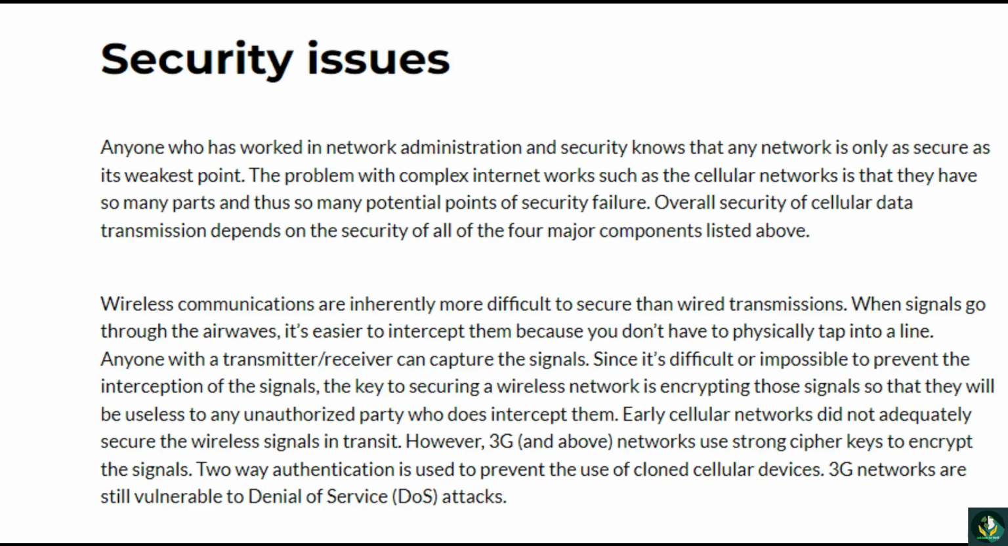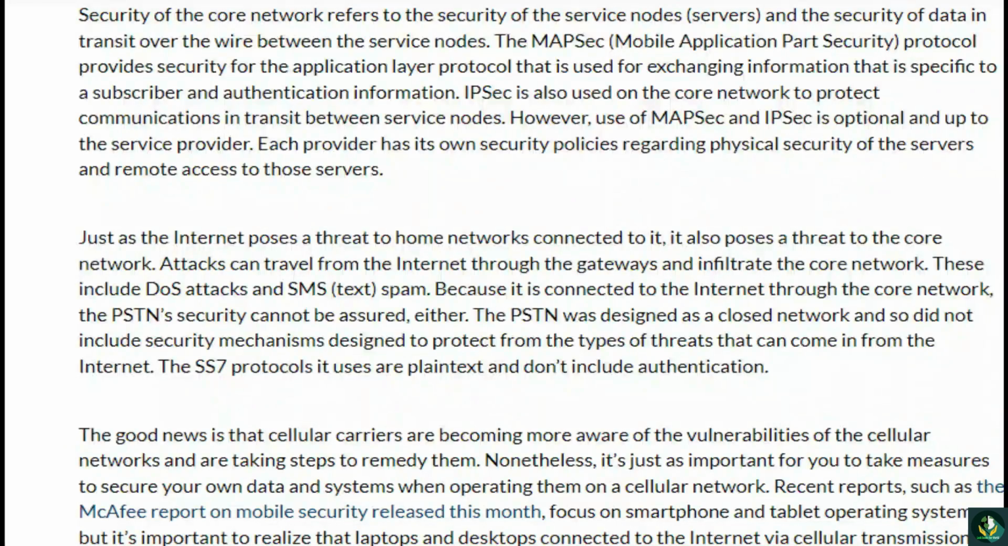Early cellular networks did not adequately secure the wireless signals in transit. However, 3G and above networks use strong, longer keys to encrypt the signals. Two-way authentication is used there. Security of the core network refers to the security of the service nodes, servers, and the security of data in transit over the wire between the service nodes.